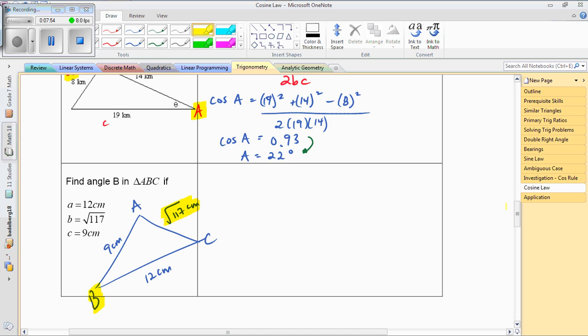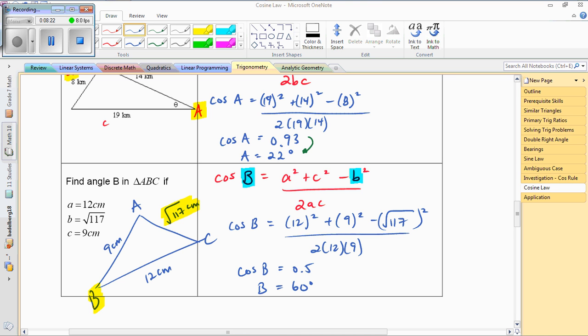So in the formula, I want to rearrange it so that it's cos B is equal to a squared plus c squared minus b squared over 2ac. You don't have to memorize the formula. All you need to remember is that this here and this here have to be in the correct spot. Now that you have that, you can substitute in. When you substitute in, you should get cos B is equal to 0.5. Remember the second cos in your calculator, and you get out that angle B is 60 degrees.